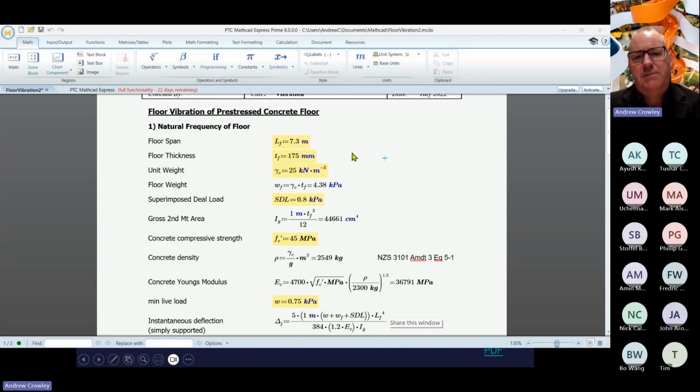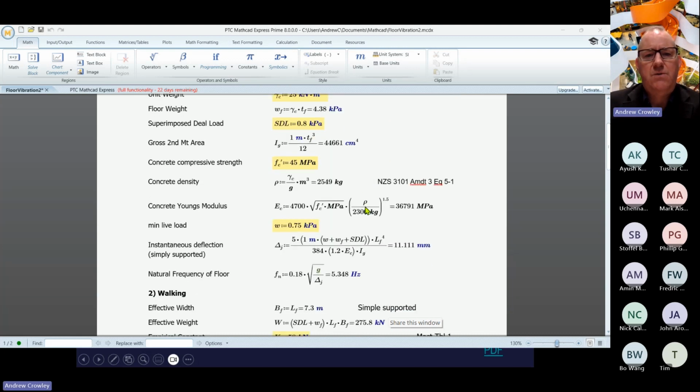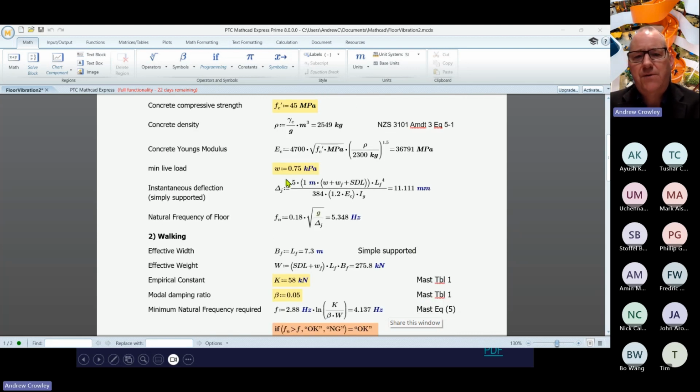So we give it an input of the floor span, the floor thickness, and the unit weight. And we add a superimposed dead load. Again, you don't need to put too much in there. The more weight you have in your system, the better in terms of vibration. You work out the Young's modulus, in this case from our own NZS 3101, and you put in the live load. Again, you don't put in the full live load, but a proportion of it.